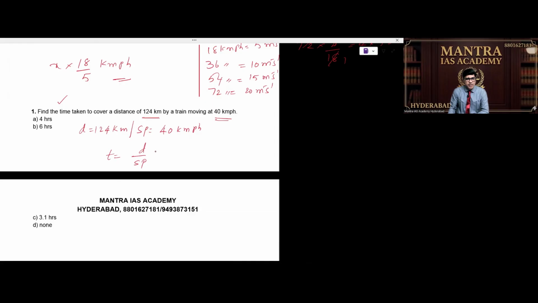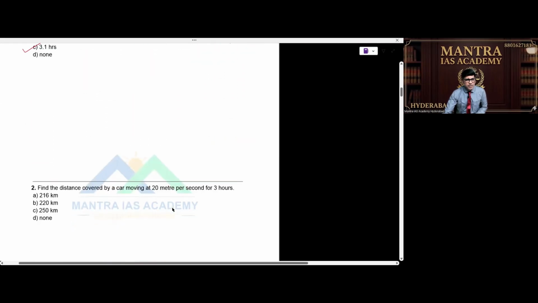Distance by speed. The distance in this case is 124, by what you can write, beta? It's 40. Better do one thing: 4 tens are 40, so 124 by 40 is 31 by 10 hours. Right? Because 4 ones are 4, 4 threes are 12, so 31 by 10 is nothing but 3.1 hours. This is the answer we have in option C, beta. Third option is the right answer because the formula is time is equal to distance by speed. Then go to the second question here.